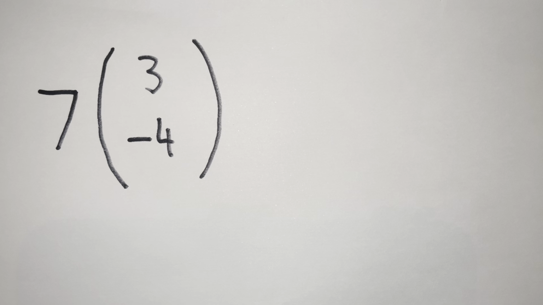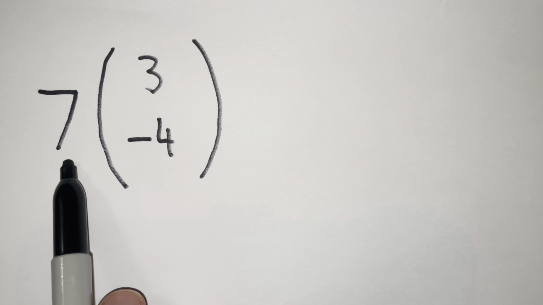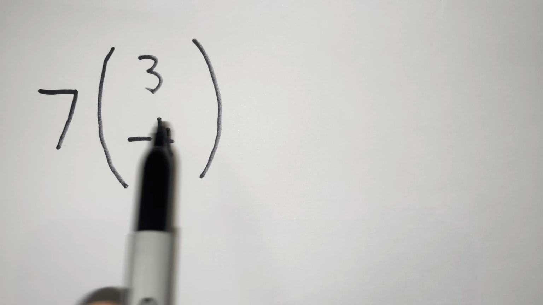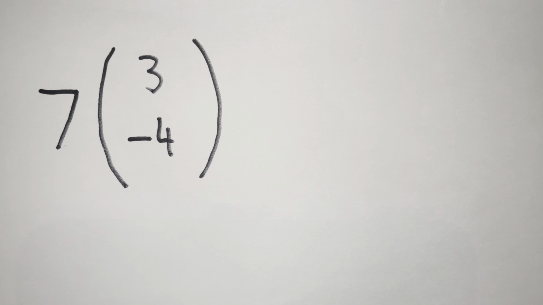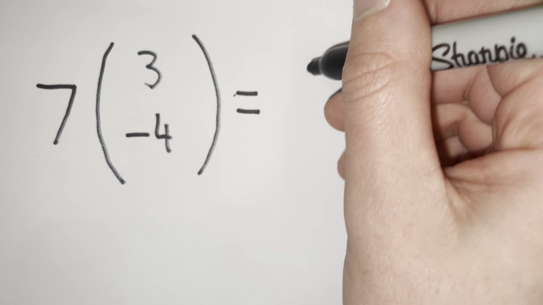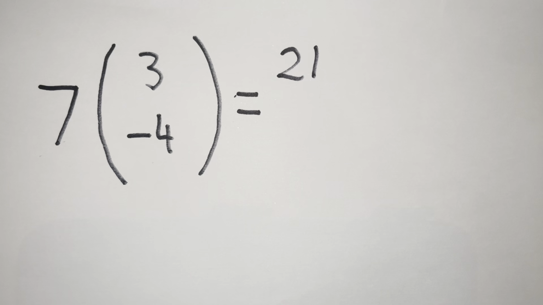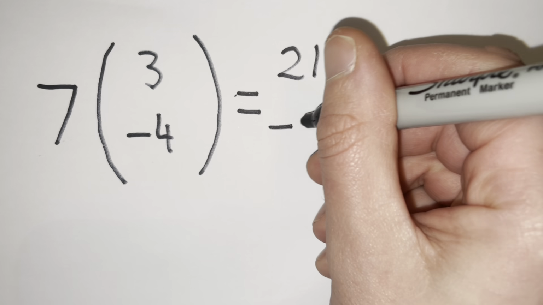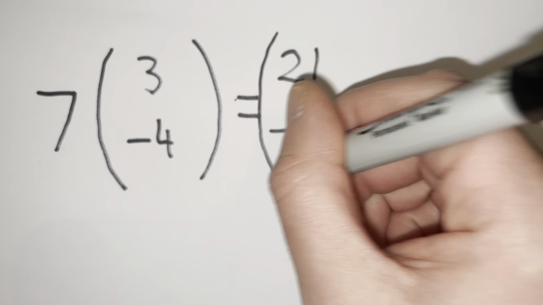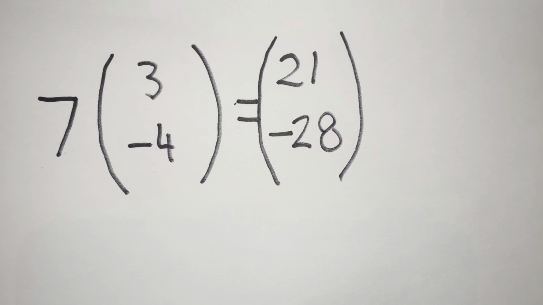We can also multiply our column vectors by a scalar. So in this case, we multiply this 7 by everything that's inside this column vector. We do 7 multiplied by 3, which is 21. We then do 7 multiplied by -4, which is -28. So our new column vector is 21, -28.